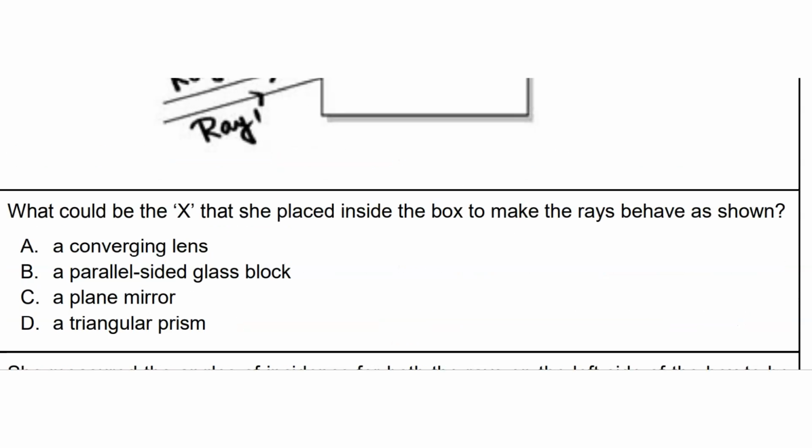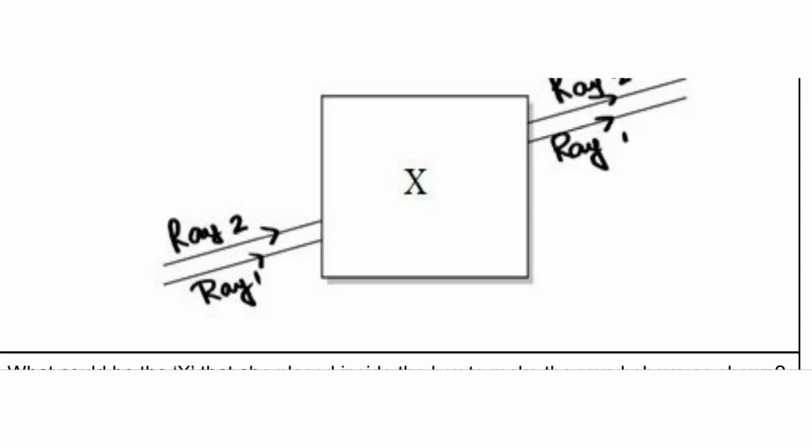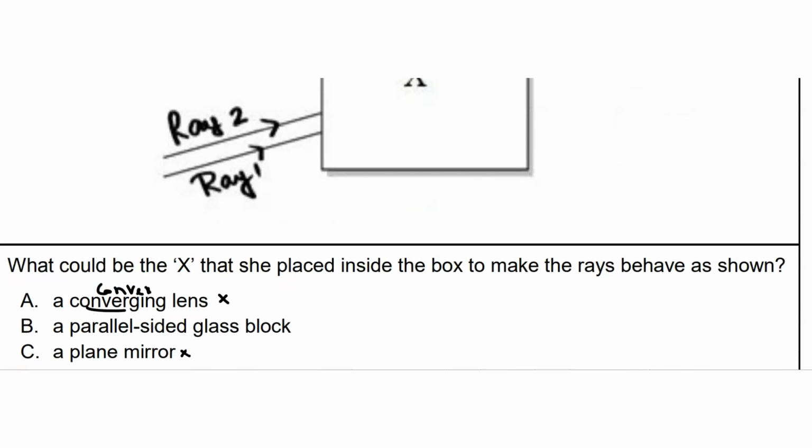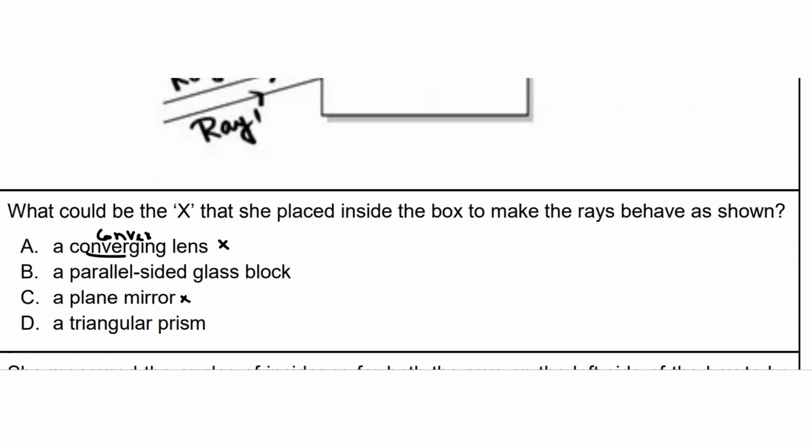If it is a converging lens, or a convex lens, the rays have to converge. It is not converging, so this is not the option. And if it is a plane mirror, you will have an image that suffers no bending. It will be virtual, erect and laterally inverted. So here also you are not getting it like this. It is getting deviated, so plane mirror is also not the case.